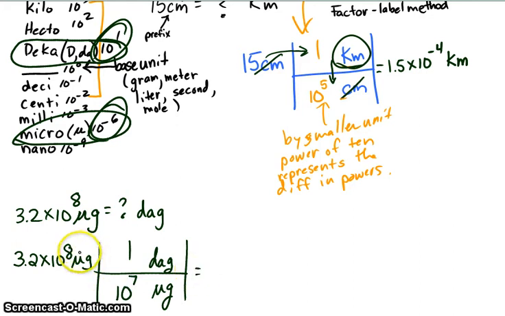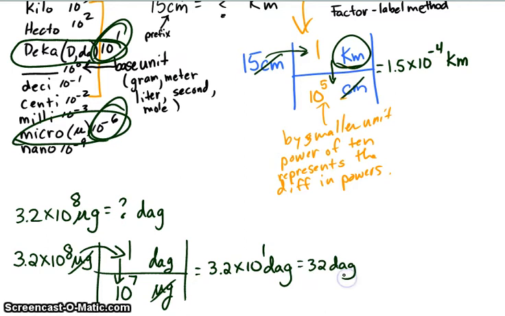Remember to multiply times the top, divide by the bottom. So 3.2 times 10 to the 8th times 1 is 3.2 times 10 to the 8th divided by 10 to the 7th. Gives me 3.2 times 10 to the 1st. Micro cancels out, and I end up with DAG, decagram. You could also write that one as 32 decagrams if you chose. You can write it in scientific notation or not.